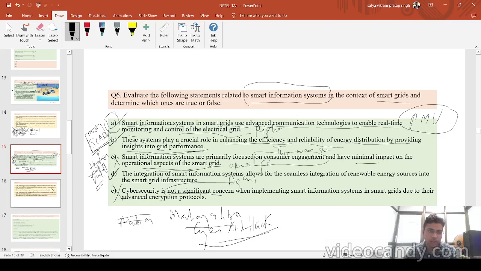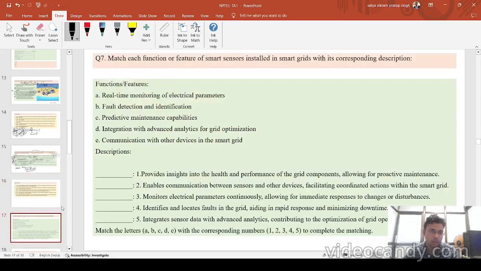Okay, fine, guys. So coming to the next question. This question has multiple functions and features. A, B, C, D, E are the functions, and in the lower portion there is a box with 1, 2, 3, 4, 5, and you have to tell which function matches with the correct feature of the system. Suppose A is matching with 1, you can write A1.